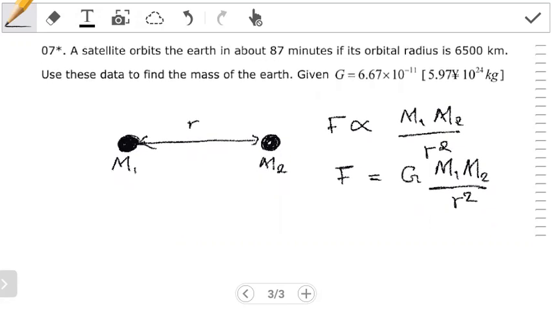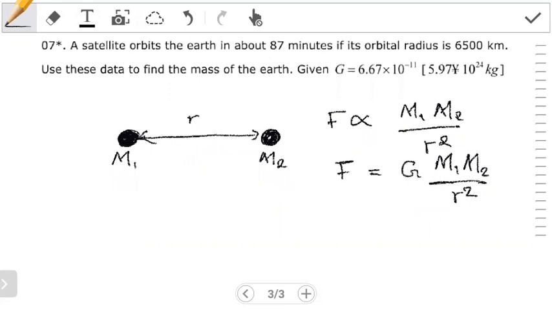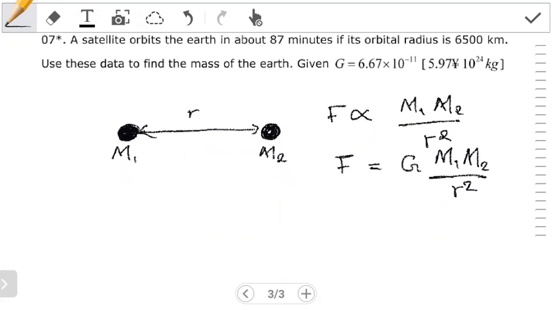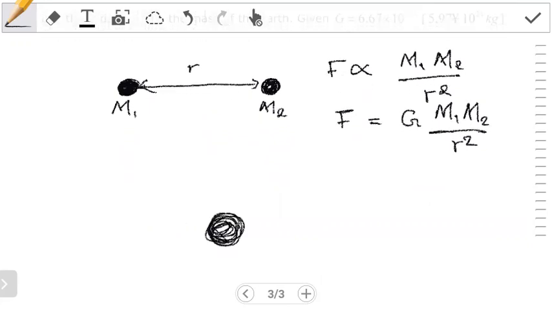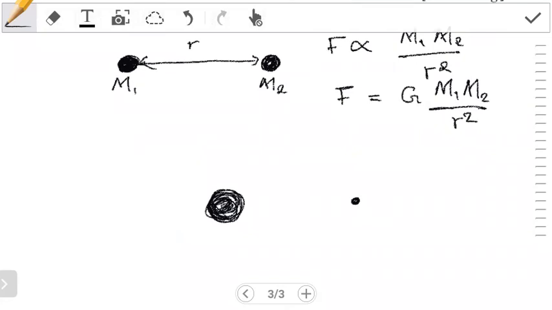Now if we apply this to our question, what we have is the Earth somewhere here, and then you have a satellite which is rotating around the Earth at some distance. Now, if you're standing on Earth, following the law of universal gravitation, there's going to be an attractional force acting, pulling the satellite towards the Earth. This is given by the law of universal gravitation.